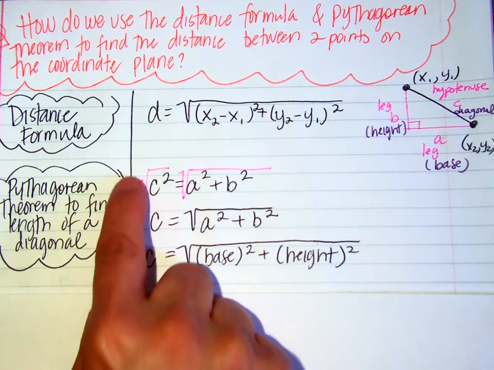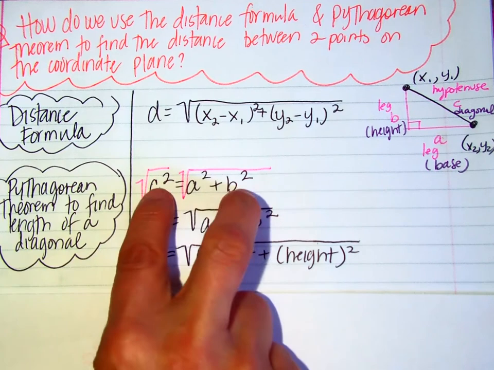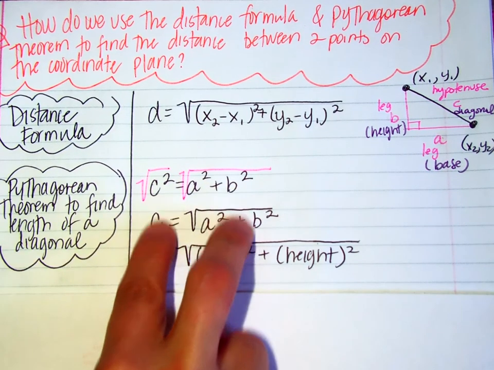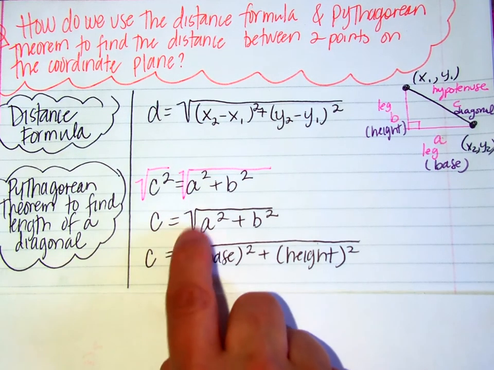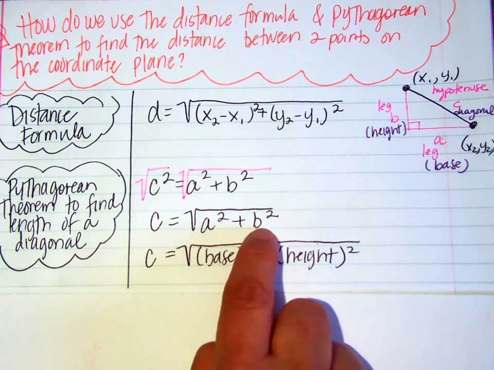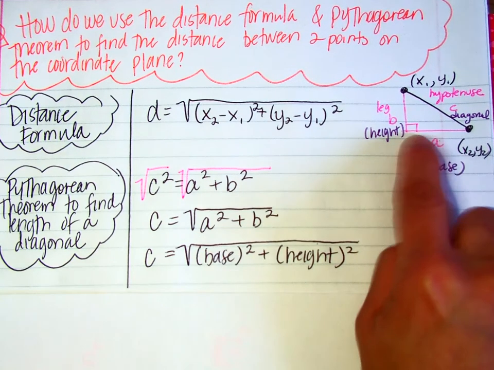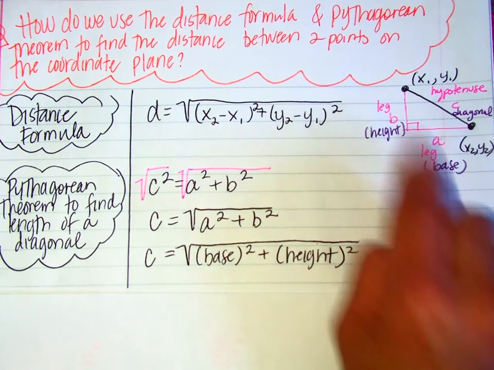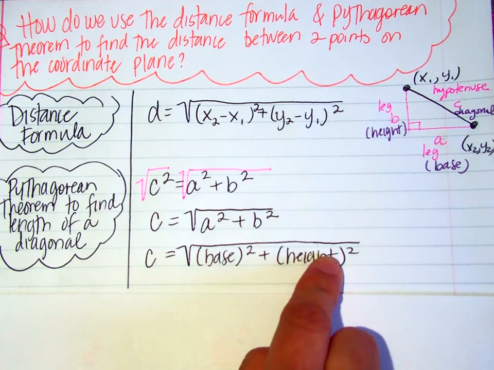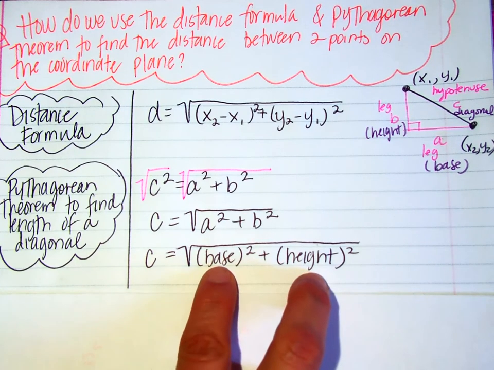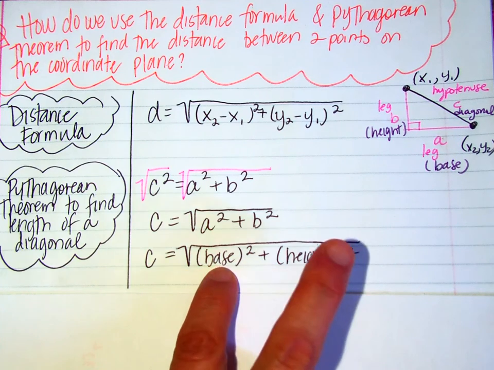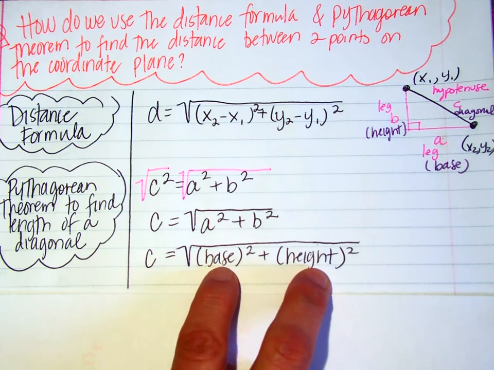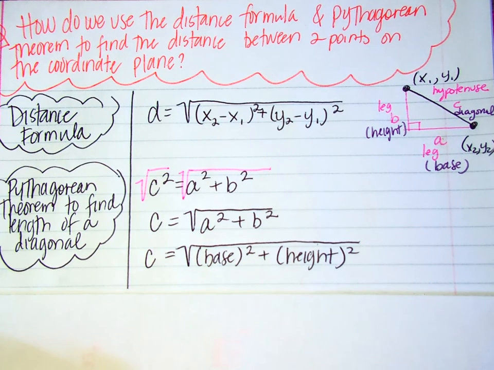And what we do is we take the square root of both sides so that we can get that diagonal by itself. Ultimately, it's going to be the square root of a squared plus b squared. So we're going to have this, square it, add them together, and take the square root. So another way to remember the distance formula via the Pythagorean theorem is by taking the base, squaring it, taking the height of that right triangle, squaring it, adding them together, and taking the square root.